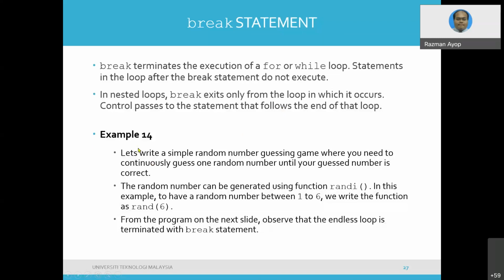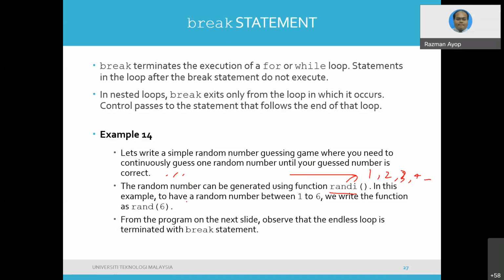Okay, so I give you example 14. Let's write a simple random number guessing game where you need to continuously guess until the number is correct. So just a number guesser. You can use randi. Basically randi is a random integer number, so it automatically generates 1, 2, 3, 4, and so on.